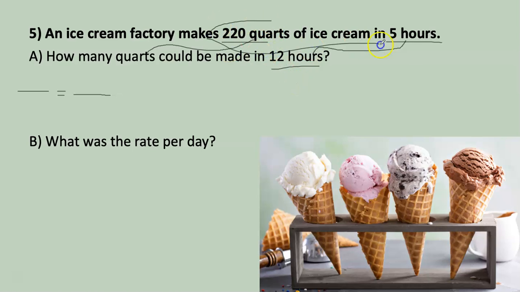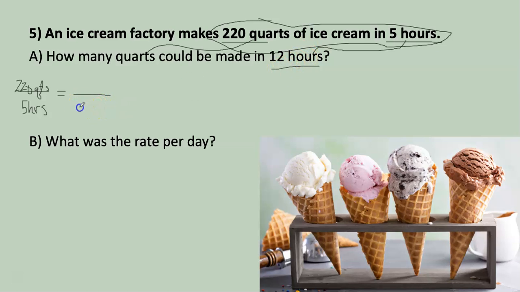So I begin by recording my first rate in one of the fractions. So I record 220 quarts. That's a little messy. Sorry. And 5 hours. So 220 quarts of ice cream can be made every 5 hours.